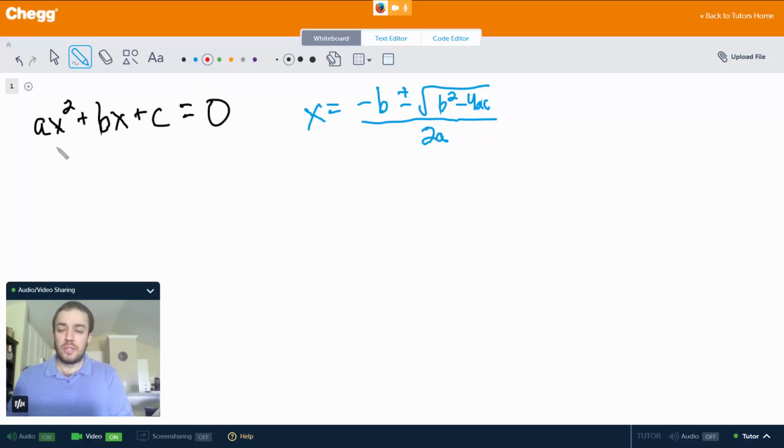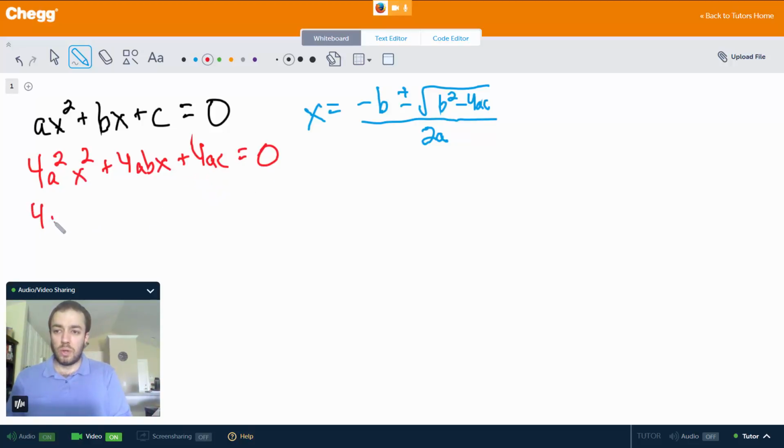Let's first multiply both sides of this equation by 4a. Then we end up with 4a squared x squared plus 4abx plus 4ac equals 0, because on the right-hand side 4a times 0 is still just 0. Now let's subtract the 4ac from both sides, so we end up with 4a squared x squared plus 4abx, then I want to leave myself a little bit of room, and then minus 4ac.